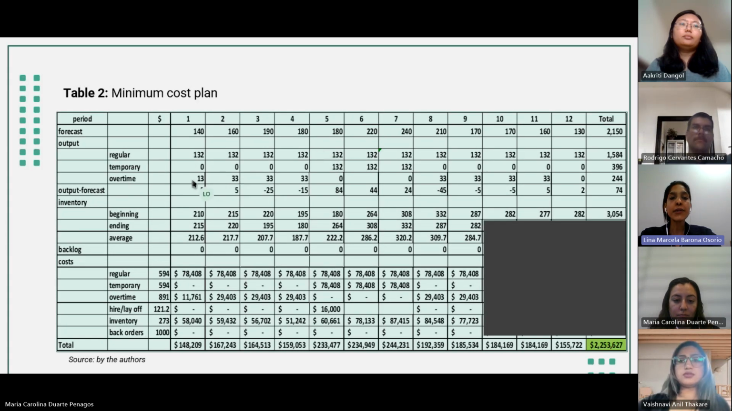For overtime, in this case, we use overtime in the majority of the months. The only months that we didn't use it were May, June, and July, because in those 3 months we should hire temporary workers. Basically, this is the information about the working hours.